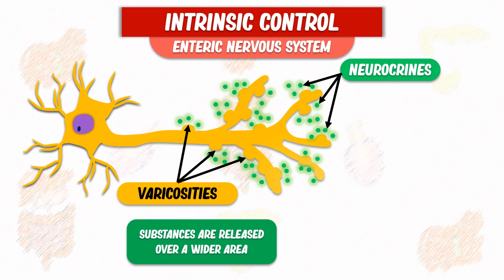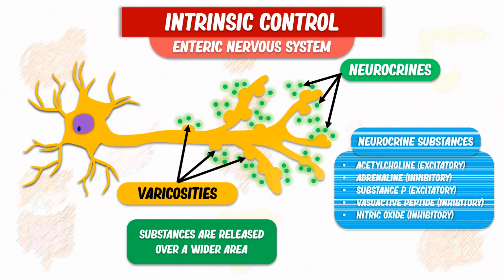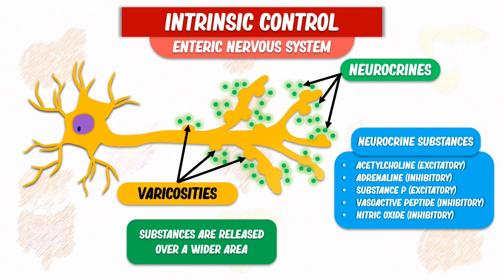There are excitatory and inhibitory neurons, and what defines their action is the type of neurocrine they release. For example, neurons that release acetylcholine have an excitatory effect, while those that release adrenaline are inhibitory. Other examples include substance P, excitatory, vasoactive intestinal peptide, and nitric oxide, both inhibitory.